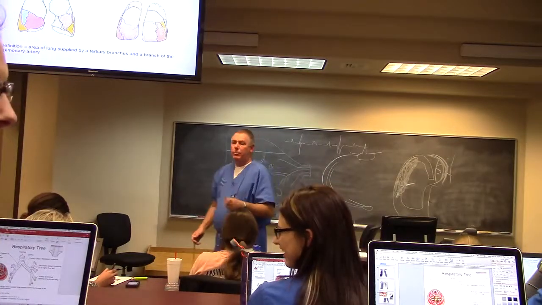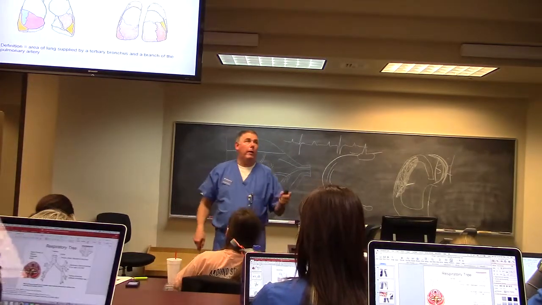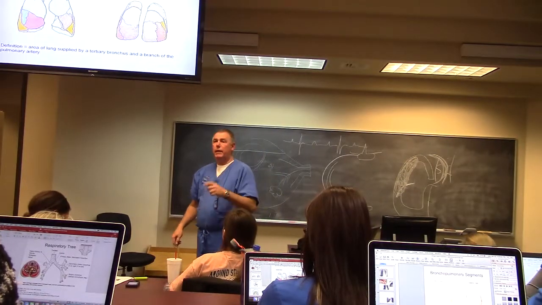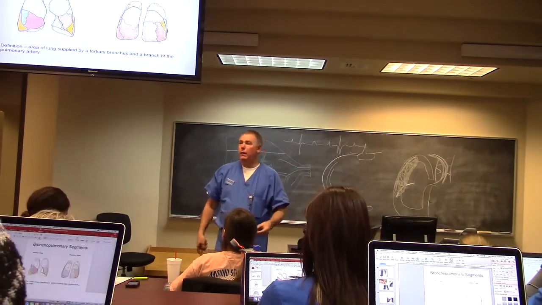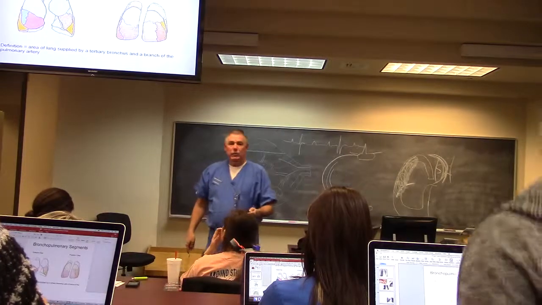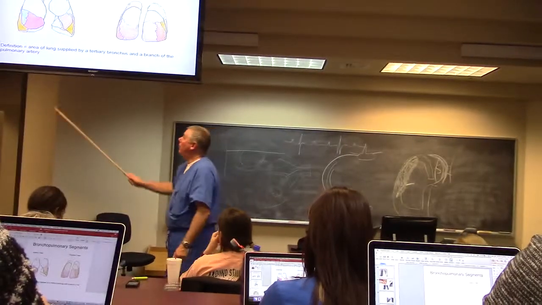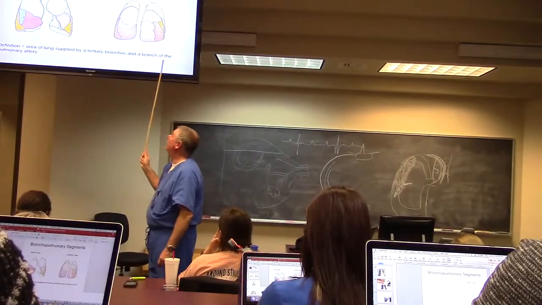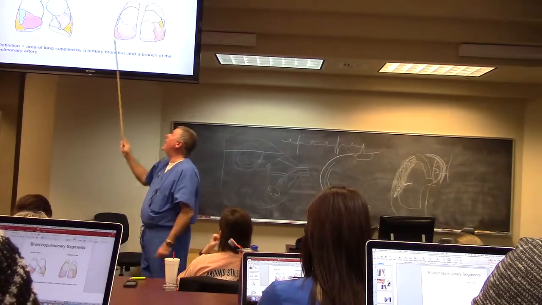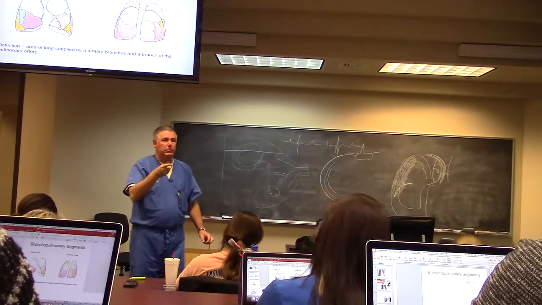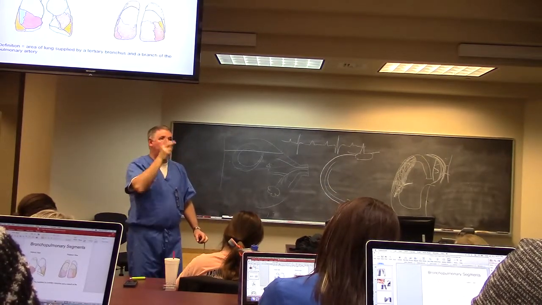There is a branch of the pulmonary artery that supplies the lung. There's 10 branches on the right, 10 branches on the left. That sounds a lot like the tertiary bronchi, right? So, a bronchopulmonary segment is an area of lung that's supplied by a tertiary bronchus and a branch of the pulmonary artery.